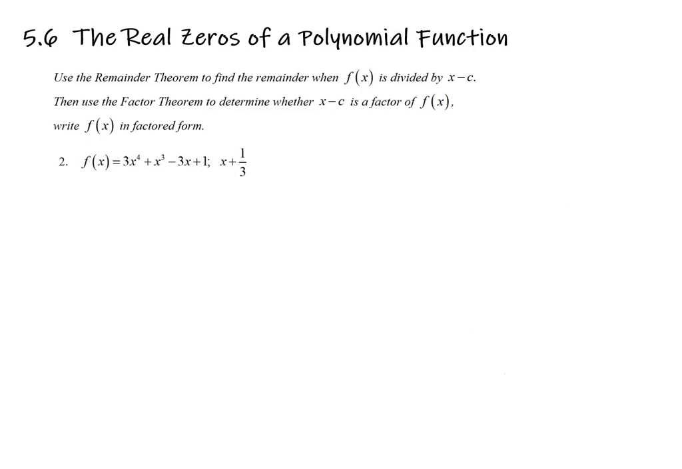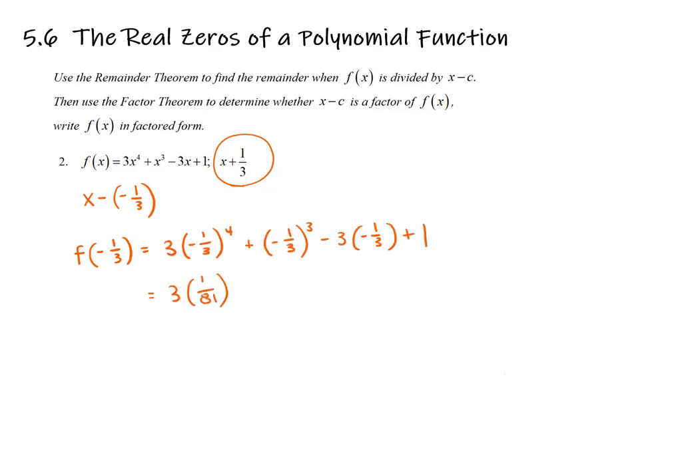Now for question number 2, we're going to be doing the same steps. We're going to be using the remainder theorem. We're going to divide by x plus 1/3. I'm going to write x minus negative 1/3. Instead of doing the actual division, all I'm going to do is take that negative 1/3 and plug it into my f function. And so my remainder is going to be 2. Without having to do the division, I will know that my remainder is 2.